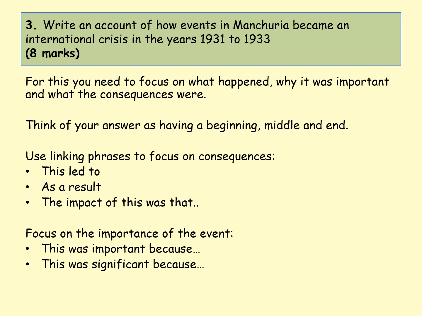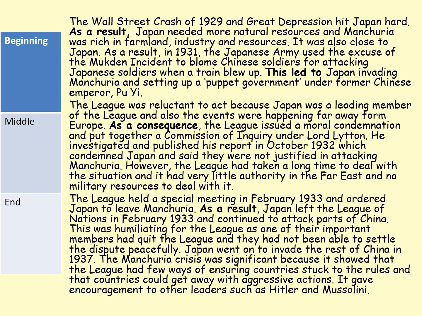On the next slide, I'm going to show you an example answer, and you can pause it and read it in your own time. You can see I've got a clear beginning, a clear middle, and a clear end. I've put in bold some of the linking phrases: as a result, this led to, as a consequence. You're showing how one event led to another, and that's the key thing within this question.